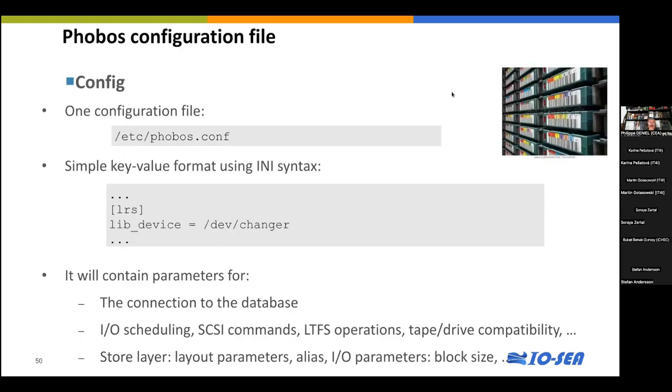So Phobos itself has a very simple configuration file, which is compliant with the INI syntax, and the INI syntax is handled by a library provided with every Linux distribution. So you just have to install libini-config, and you get this. It covers every parameter for IO scheduling, for accessing the database, for accessing the robot, and everything actually. Everything you need to know about Phobos, but were afraid to ask, you'll find in the /etc/phobos.conf file.